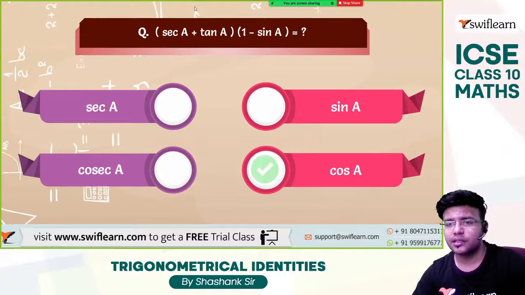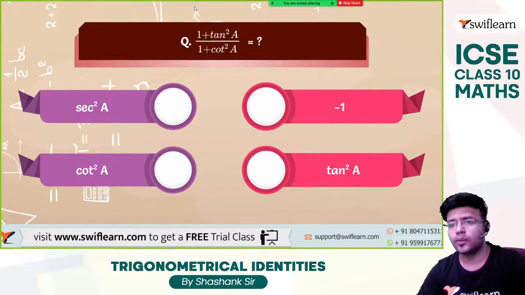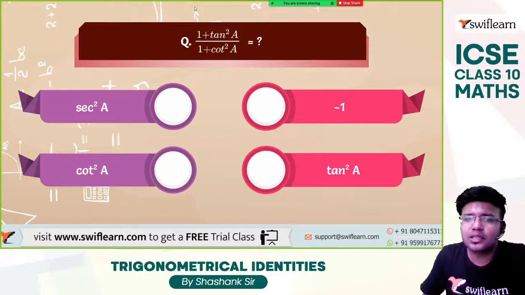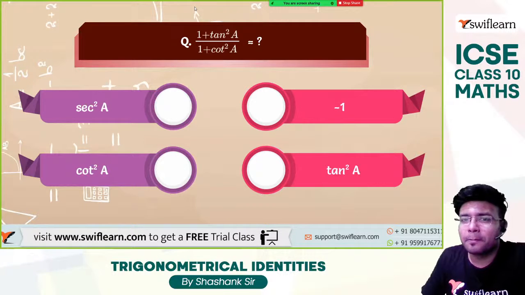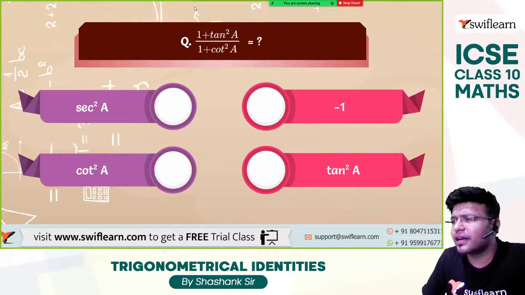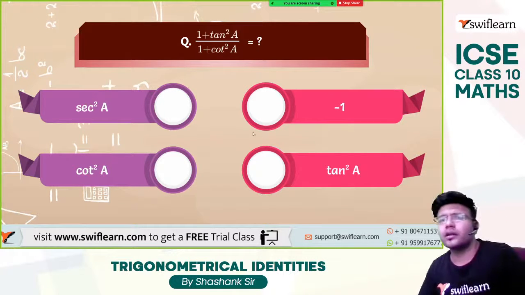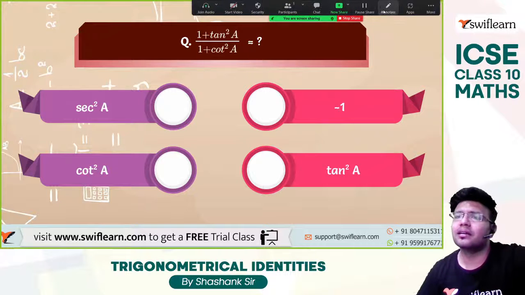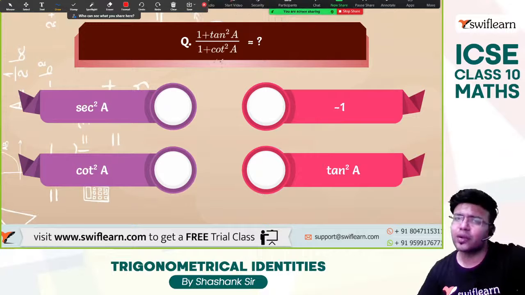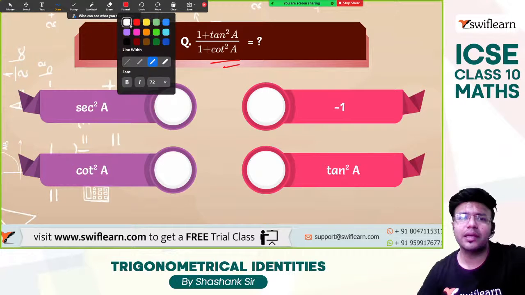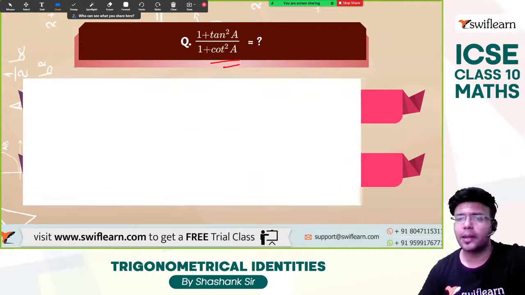Yes? Yes, correct. 1 plus tan square A divided by 1 plus cot square A is equal to what? Okay, so what you can do is simplify, like tan also you can do, but the best way is simplify it in sin and cos. Or let's do it in tan. I think it will be easy. Okay, let's give it a try.